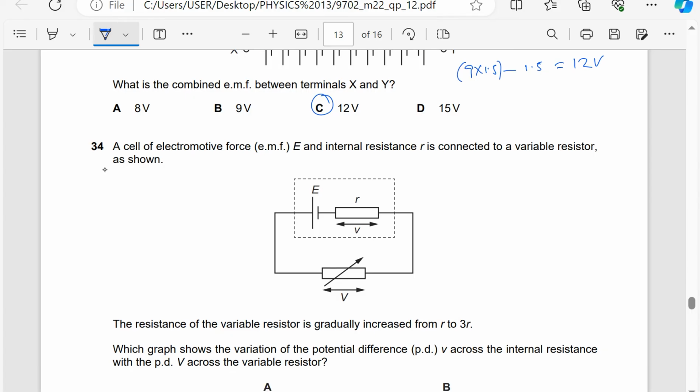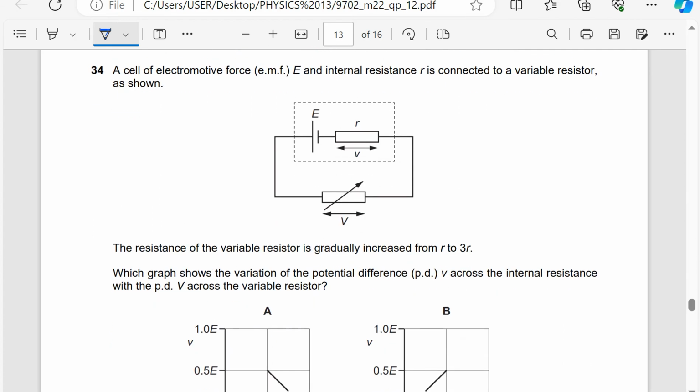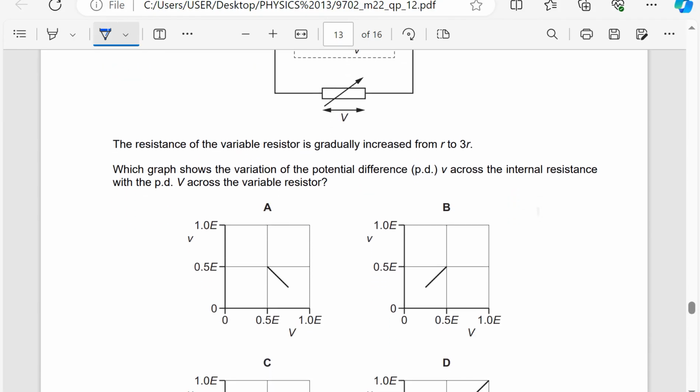A cell of EMF E and internal resistance R is connected to a variable resistor as shown. The resistance of the variable resistor is gradually increased from R to 3R. Which graph shows the variation of potential difference across the internal resistance with the PD across the variable resistor? Okay, so first of all, we know that the EMF, I think I'll use this space here.